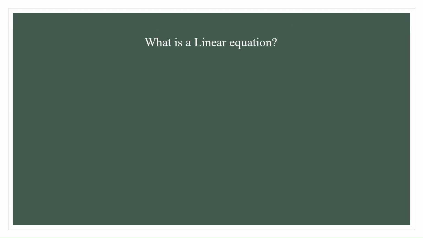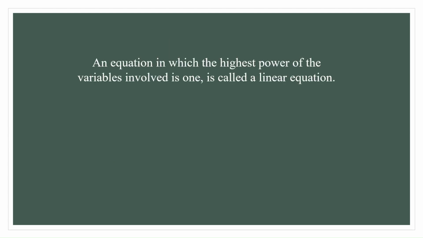What do you mean by a linear equation? An equation in which the highest power of the variables involved is 1 is called a linear equation. For example, 3 times (5x minus 7) minus x minus 4 is equal to 9. Here the variable is x and the power of x is 1. Therefore, this is a linear equation in one variable.